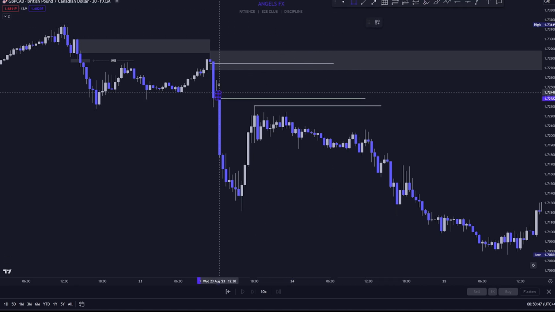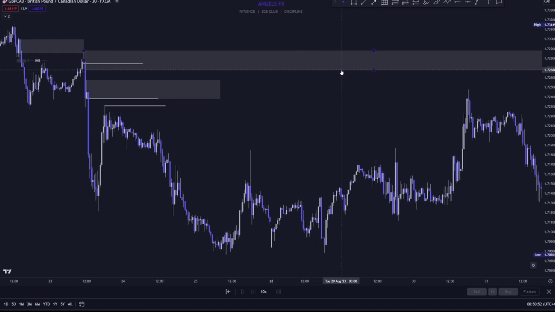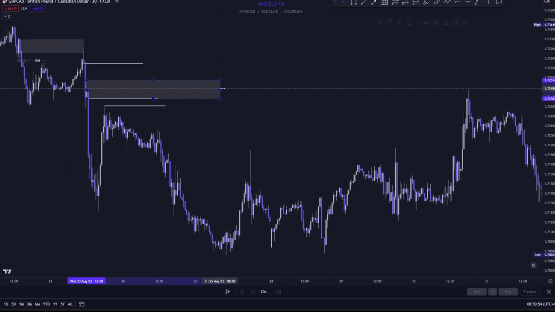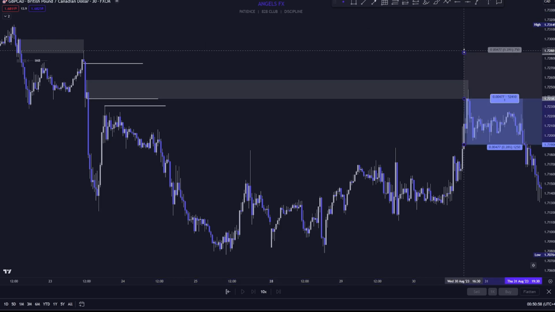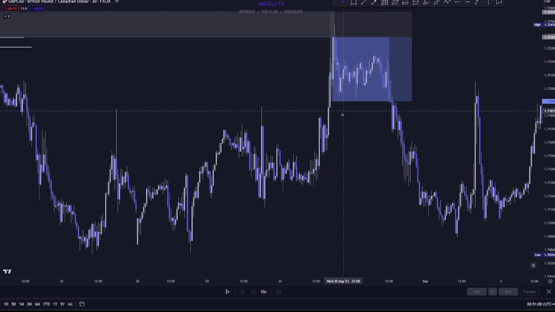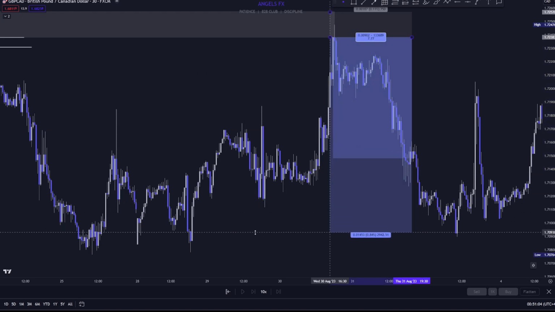Where is our order block? Here, correct. So this is our supply. Calculate this one. Boom. Entry price here, and our stops, sorry, our take profit will be here.